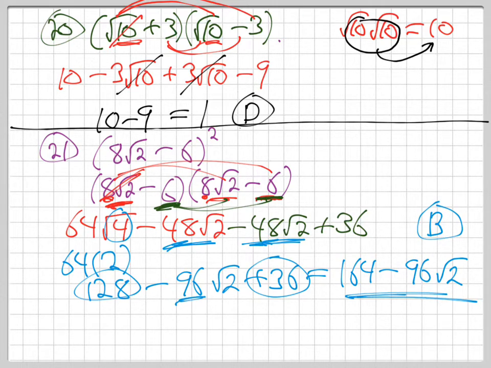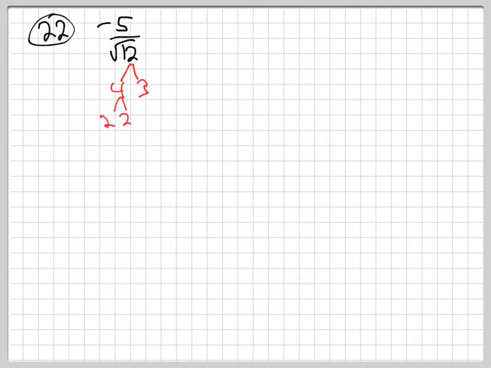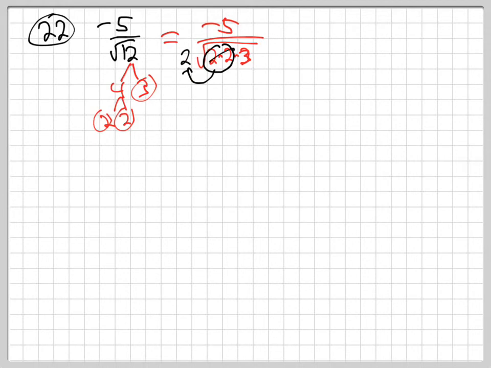Okay. 22. Minus 5 over root 12. Okay. So first thing, don't multiply top and bottom by root 12 right now. First, simplify. This is 4 times 3, 2 times 2. So this becomes minus 5 over root of 2, 2, 3, right? And then remember what square roots do? They're a 2 for 1 deal, so 2 2's inside puts 1 2 outside, and they're gone.